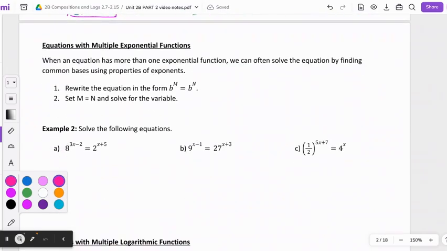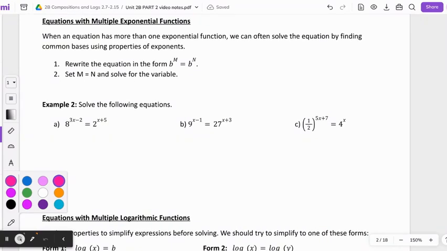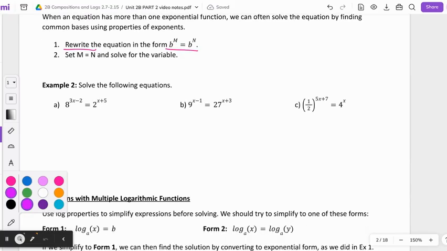All right, now solving equations if we have multiple exponential functions. What you want to do is rewrite the equation using the same base to different exponents on each side of the equation. All right, and then you set the exponents equal, the m and the n exponents, and solve for the variable. Since they're exponentials, the domain is all real numbers. We don't have to worry about extraneous solutions.